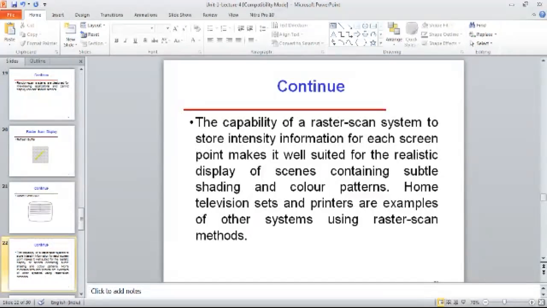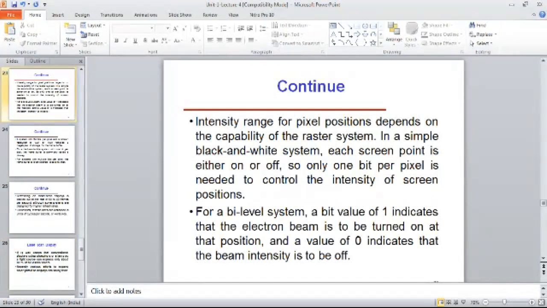So in case of the printers or the television sets, we use this scan system, that is the raster scan methods. So ultimately here we will get the good image as compared to the preceding one. The preceding case was used only for drawing the various lines on the screen. So here the intensity range for the pixel position depends on the capability of the raster system.